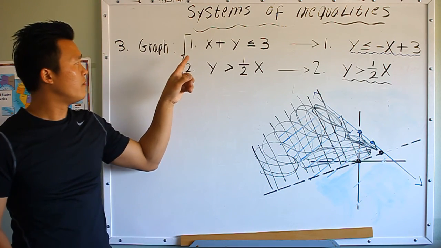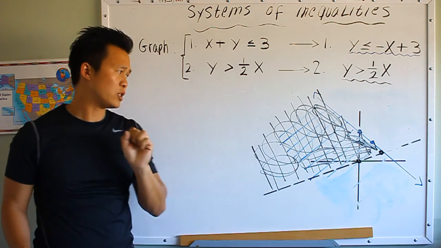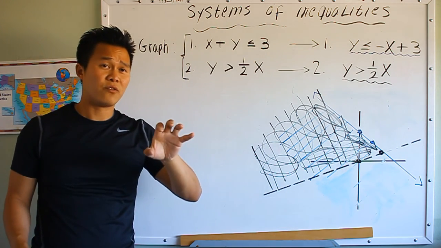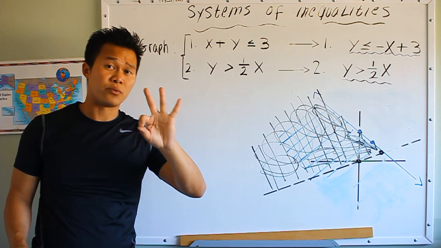So if you're given a system of 3 equations, then again graph 3 lines and look for the shaded area where the 3 graphs overlap.